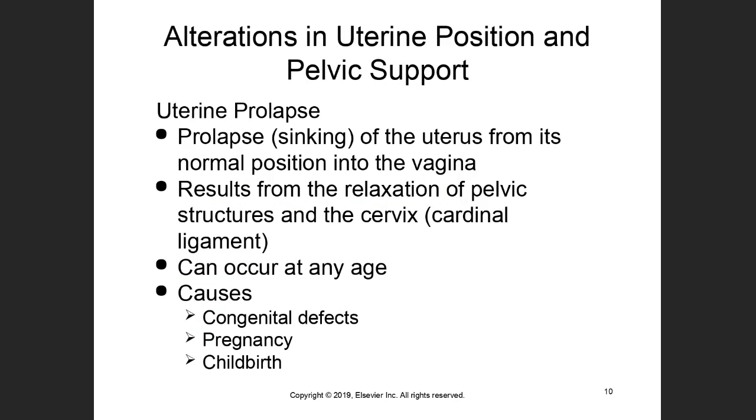Uterine prolapse. Okay, uterine prolapse is when the uterus is basically outside of the vagina. It is protruding outside of the vagina. It results from relaxation of the pelvic structure and cervix. Cardinal ligament, that's one of the ligaments that maintains the cervix in place. It can occur at any age. Causes are congenital defect, pregnancy, especially in multiparous women, and childbirth.